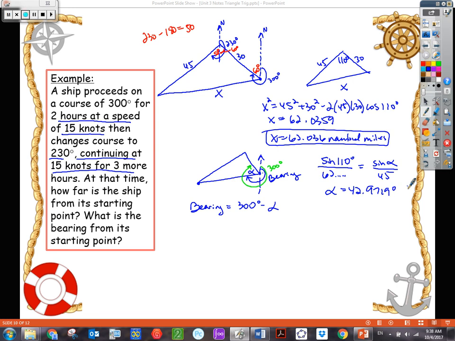So now let's go back to our bearing calculation. So the bearing is going to be 300 degrees minus 42.9719. You know, we'd have all those numbers. So we subtract those and we get that the bearing is 257.028 degrees. And that's our bearing. Okay, how are we on that example? We okay? Okay.